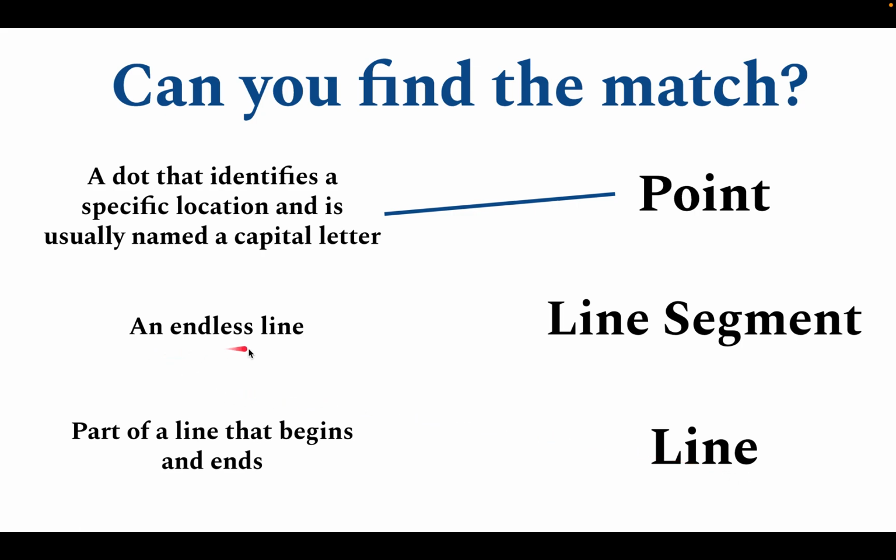Next, an endless line. That means it continues to go on, and it's identified by arrows, right? So that's called a line. Last one, part of a line that begins and ends, and it's identified by a point on each end. That's a line segment. Good job.